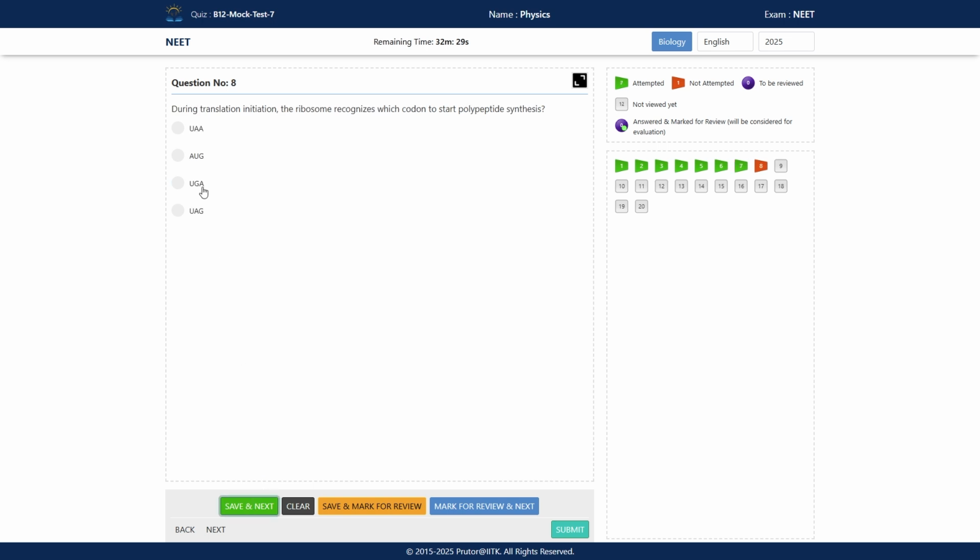Next, during translation initiation, the ribosome recognizes which codon to start polypeptide synthesis? Okay, so they are talking about the start codon here. What is the sequence of the start codon? So the options are UAA, AUG, UGA, and UAG. What is the correct answer?